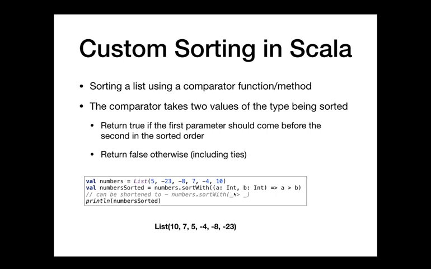These comparators are going to take two values of the type of the data structure and return a Boolean, and that Boolean is true if the first input comes before the second input in the fully sorted order, and false otherwise. So with this comparator, I can say, does A come before B? True if it does, false otherwise. So does 5 come before negative 23? This is a greater than operator. That's going to be true. 5 has to come before negative 23 in that sorted order.